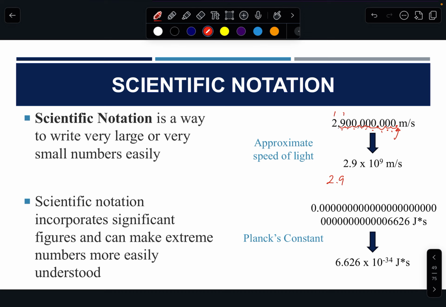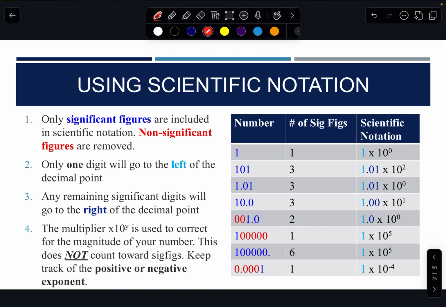That was improper counting. But basically, you want 1 digit to the left of the decimal place, and then all of your remaining significant figures are going to go to the right of that decimal place. And then what you're going to do is add a multiplier so that if you were to do this math, 2.9 times 10 to the 9th, you would get back this number right there. And same thing at the bottom right here, you have 6626 with 34 zeros in front of it, and so that is how we would get that number. I'm not going to do all that.